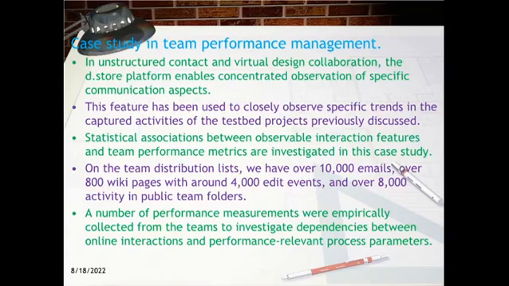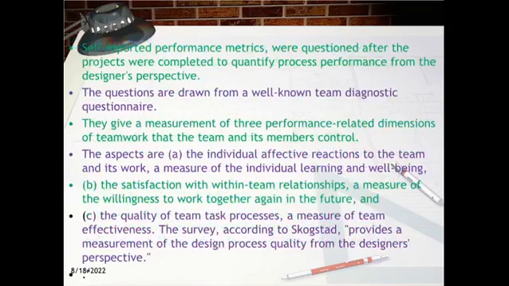On the team distribution lists, we have over 10,000 emails, over 800 wiki pages with around 4,000 edit events, and over 8,000 activities in public team folders. A number of performance measurements were empirically collected from the teams to investigate dependencies between online interactions and performance-relevant process parameters. Self-reported performance metrics were collected after the projects were completed to quantify process performance from the designer's perspective.